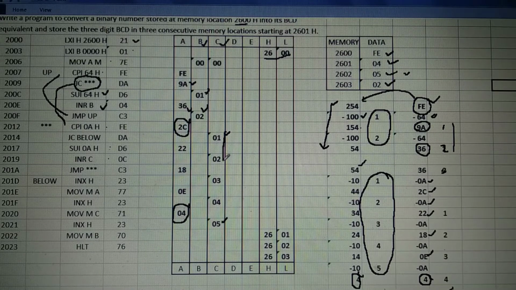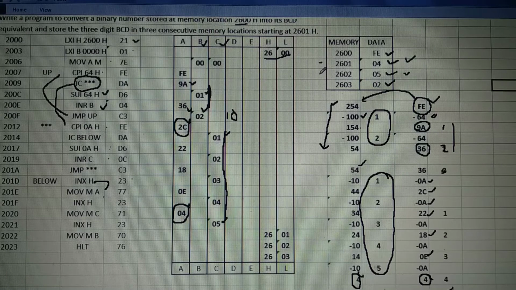That means the counter in register C represents the value at 10's place. The counter in register B represents the value at 100 place, and the remainder, that is accumulator, represents the value at unit place. INX H, go to this memory, move A to M, unit place value is transferred here.